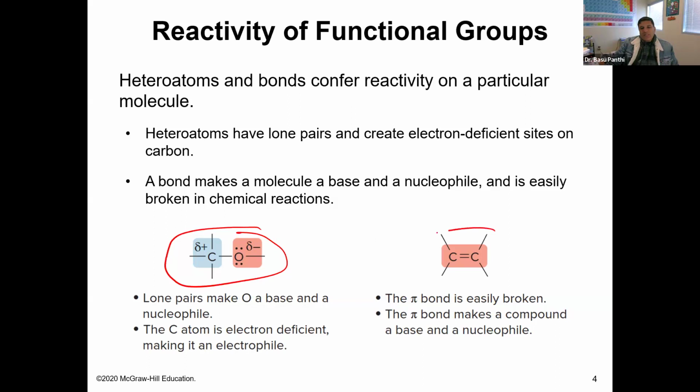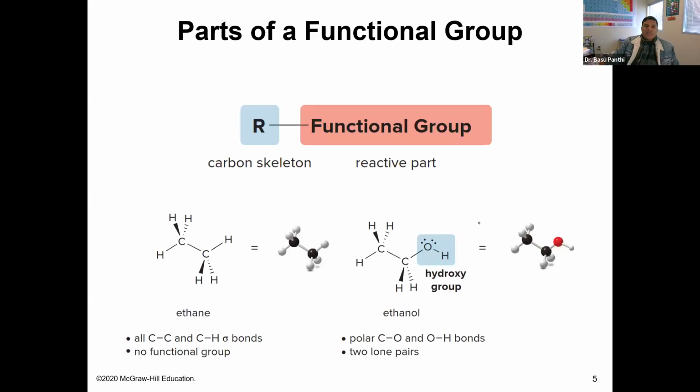You know, here the pi bond is easily broken, so it's reactive. But if you have carbon-carbon, it's not reactive because there are no reactive sites. That's what it means. So functional group, anything that identifies. Here we don't have any functional group, it's just the hydrocarbon. Here OH, that's the functional group. We call it alcohol.